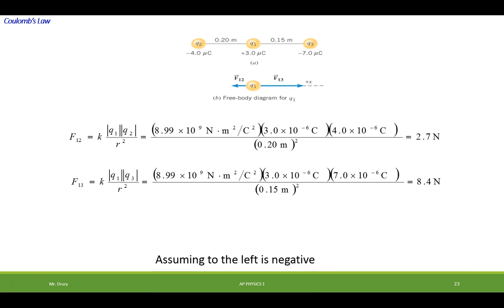I'm going to assume to the left is negative, so that means to the right is positive. So that means we have a negative pulling to the left and a positive pulling to the right, so the net force is a force of 5.7 newtons to the right. So this whole thing would end up being moved to the right because there's a net force acting on it and it will accelerate.